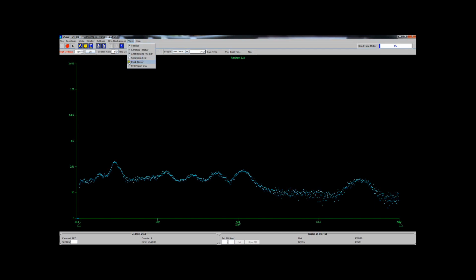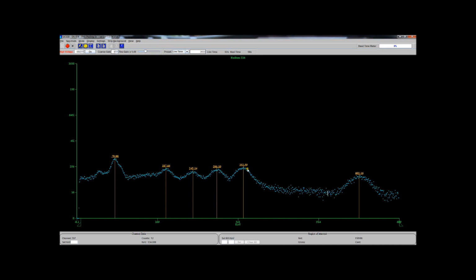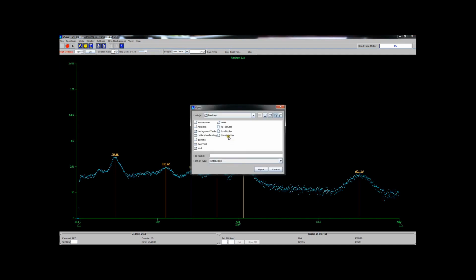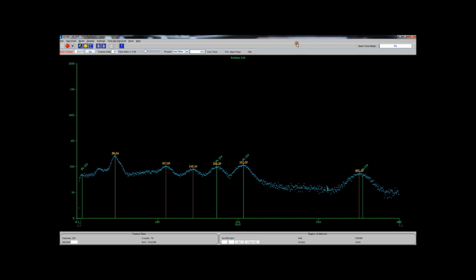Let's now see what some of those energies look like. As you can see, each one of these energies is expressed in kiloelectron volts. Now, radium produces many different decay products. These are elements that come from radium as it decays slowly. Let's load the most common ones into our library and then look at them. The two most common gamma-emitting elements are lead-214 and bismuth-214.